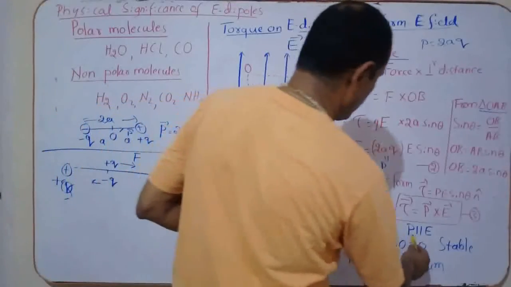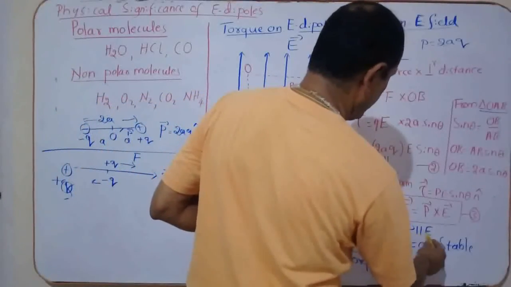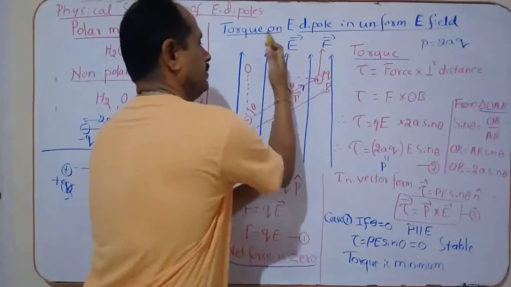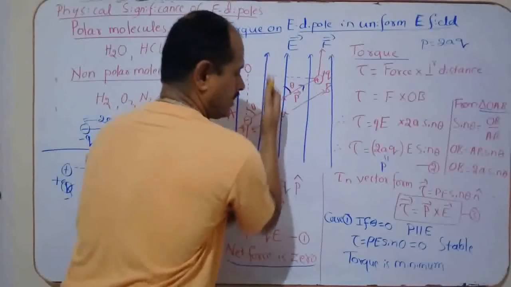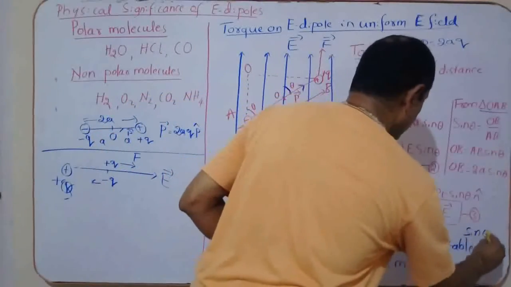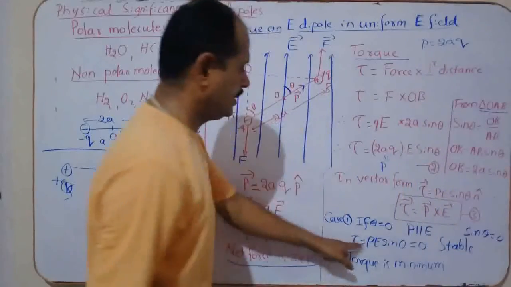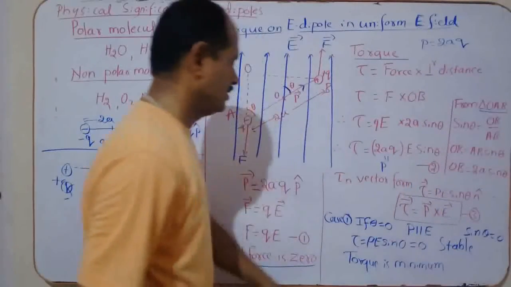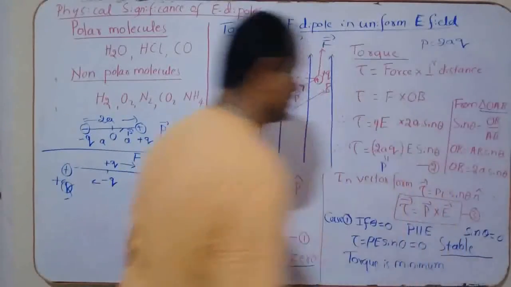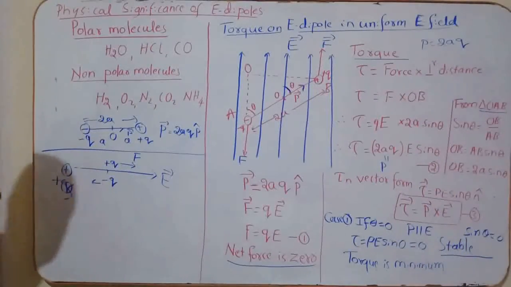If theta is equal to 0, P and E are along the same line, parallel. Now sin theta is equal to 0, so P E sin 0 is equal to 0. Torque is minimum here. Such a position is said to be stable equilibrium.